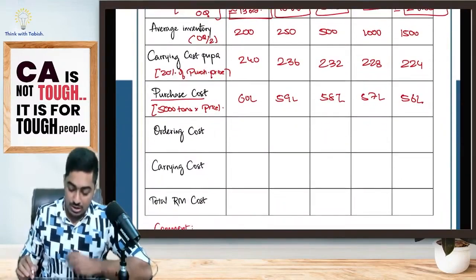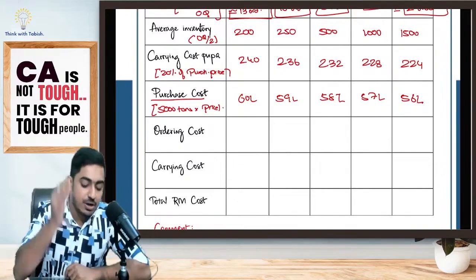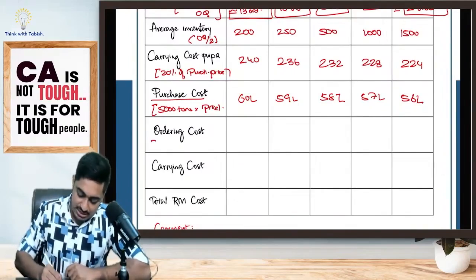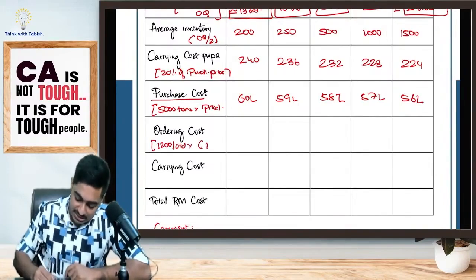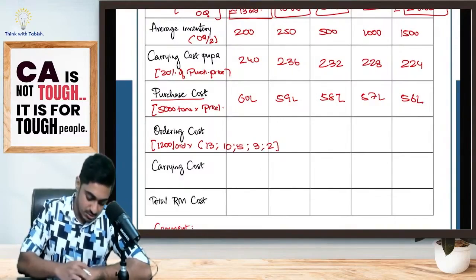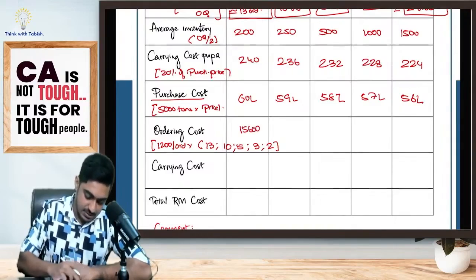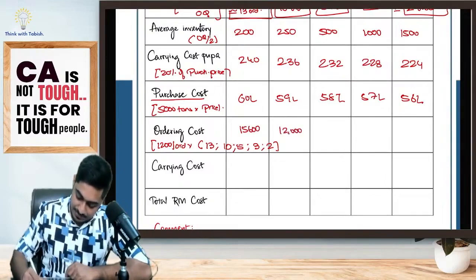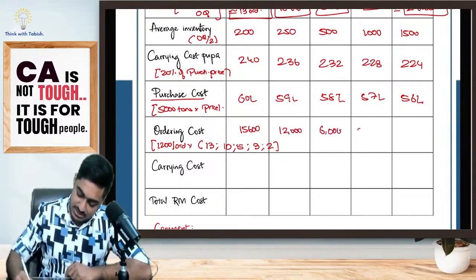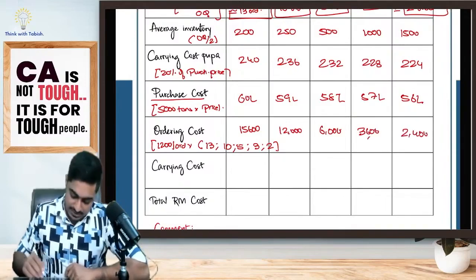Perfect. Ordering cost. It is ordering cost per order. Tell me, for one order how much is it? The question says 1200 per order into number of orders. In the first case 13 orders, second case 10 orders, third case 5 orders, fourth case 3 orders, last case 2 orders. So 1200 into 13 will make it 15,600, 10 will make it 12,000, 5 will make it 6,000, 3 means 3,600, 2 means 2,400. Yes or no, everyone?